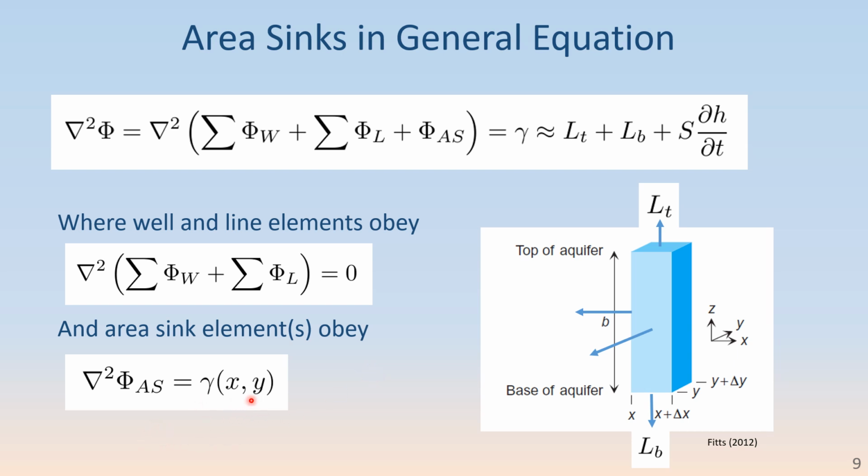So this gamma, what we call extraction, is going to all come from an area sink element. And that area sink may or may not be a function of position. If it's uniform over the area of a domain, then it's just a constant, this gamma. But if it's spatially variable over the area of a domain, what we call a spatially variable area sink, then the extraction rate here varies with location.